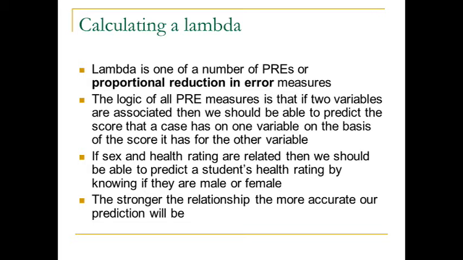The logic of this and all PRE measures is that if two variables are associated, then we should be able to predict the score that a case has on one variable on the basis of the score it has for the other variable. In other words, we should be able to predict the value of what the case is going to be on the dependent variable when we know the score on the independent variable. If sex and self-health rating are related in this fictional example, then we should be able to predict a student's health rating by knowing whether they are male or female. The stronger the relationship, the more accurate our prediction will be.